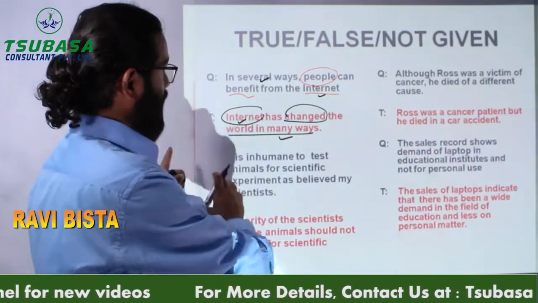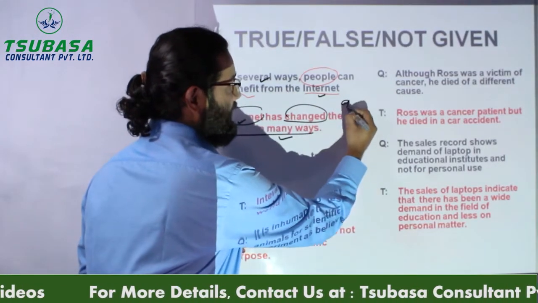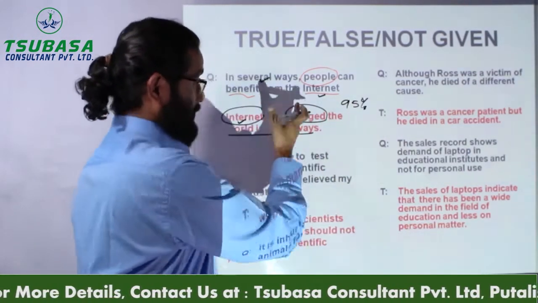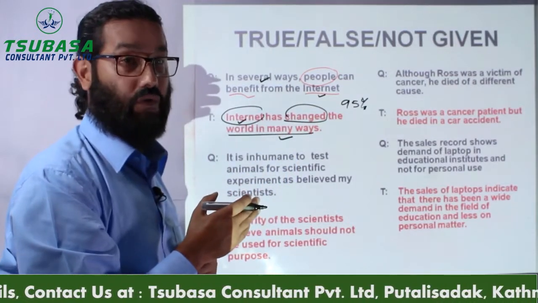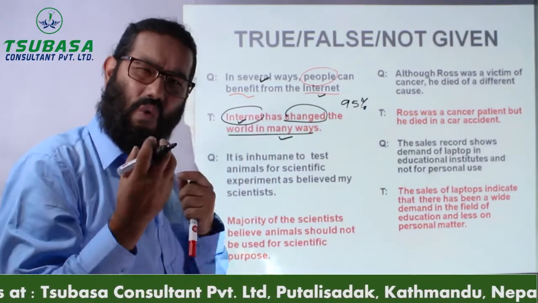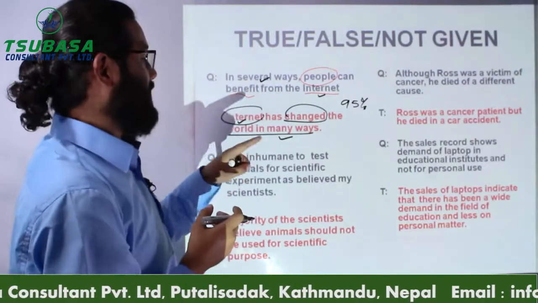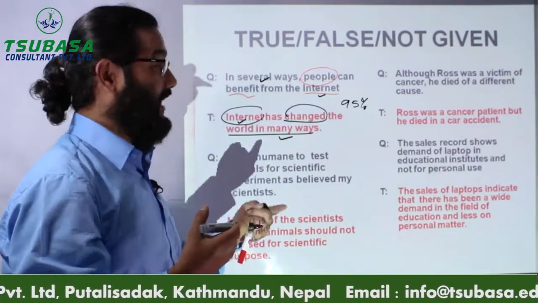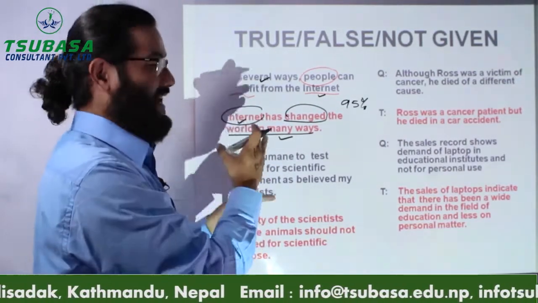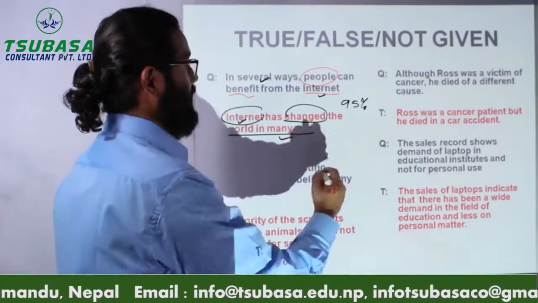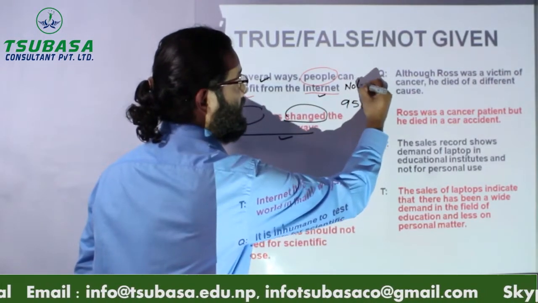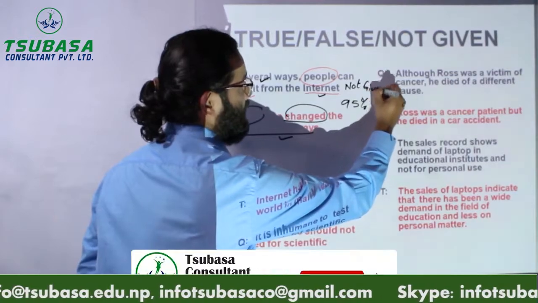The point is, I would say 95% of the matter is matchable. That does not mean that it is true. But the core meaning is totally different, because it says it has changed the world and it says it has benefit. So the matter is totally different and hence this is not given.